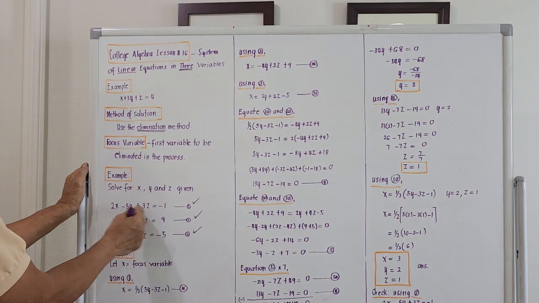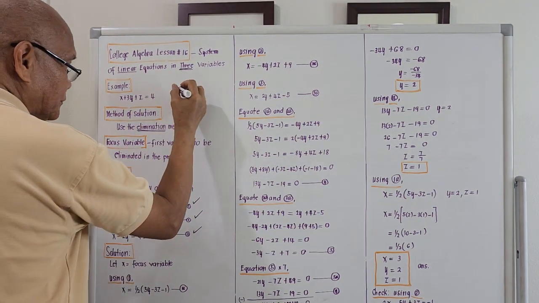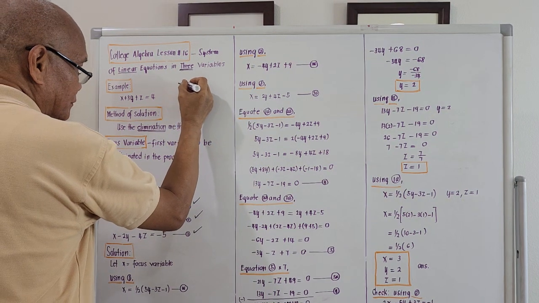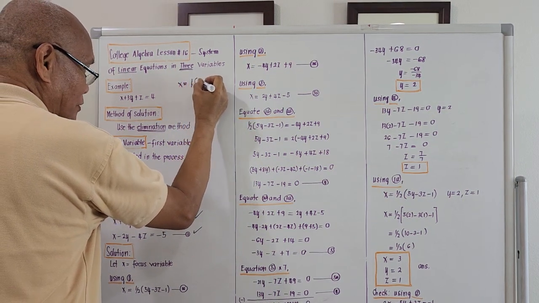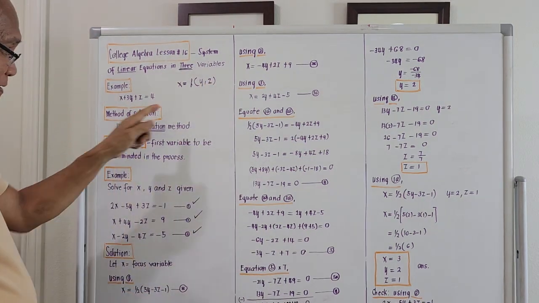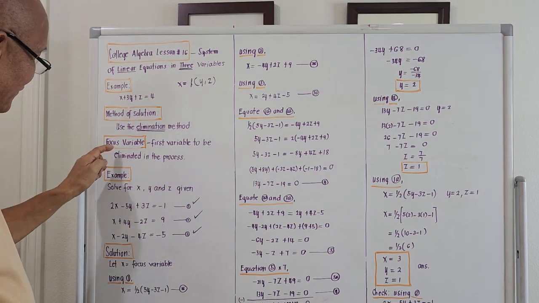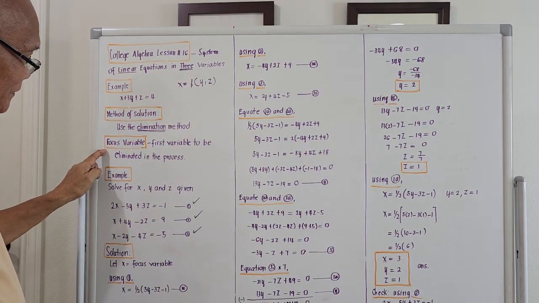Using this equation here, we will try to compute for x as a function of y and z. That's our main concentration. So this x here is referred to as the focus variable.